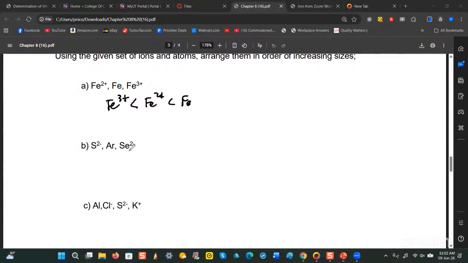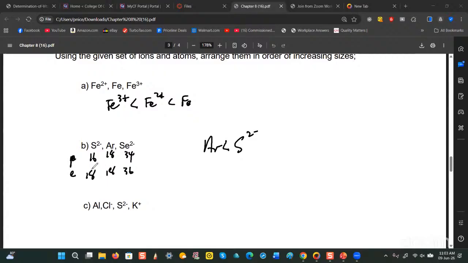Okay, what about these? S2-, argon, and Se2-. So again, what I would do is try to find out the isoelectronic species, so let me do protons and electrons. So sulfide would be 16 protons and 18 electrons. Argon would be 18 protons and 18 electrons. And then the selenide would be 34 protons and 36 electrons. Now, between these two, the sulfide and argon, the argon will be smaller.